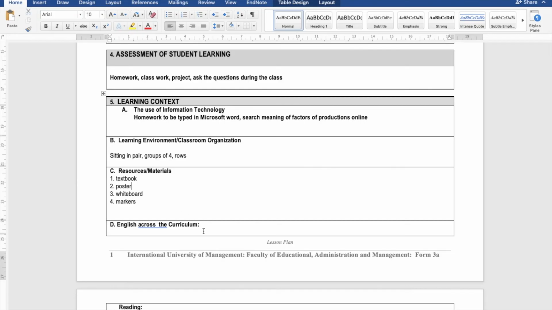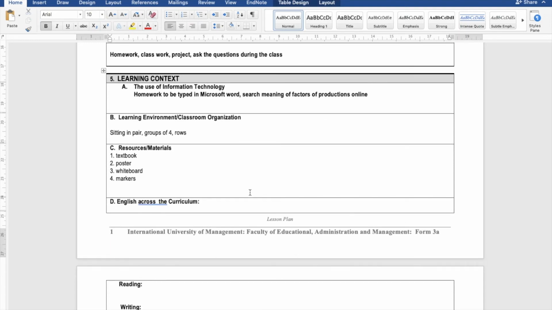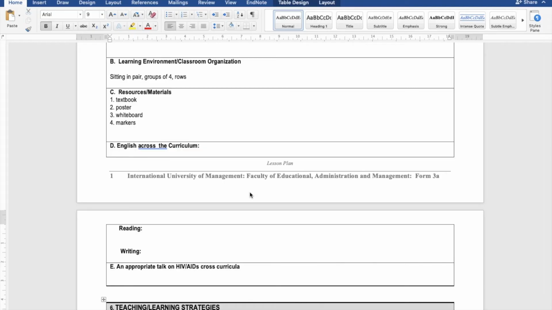All right, and then the last one is English across the curriculum. English is the medium of instruction, right? And it's compulsory. So again, you have to integrate it in your teaching. Of course, we teach in English, that's a fact. So how are you also going to integrate English in terms of reading and writing? You ask during the class. Maybe you ask learners to read the definition or describe the effect of production from the textbook, and so on.